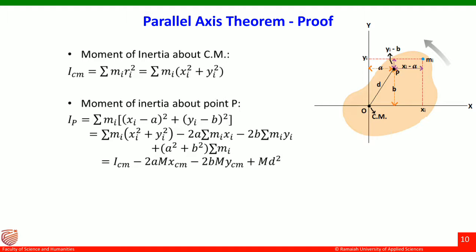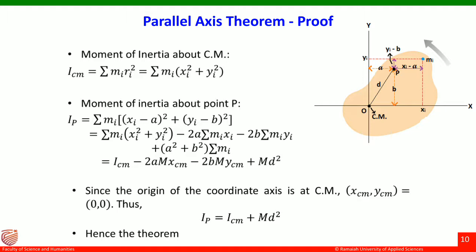Now, let us assume what xcm is. Since the origin of the entire coordinate system we have considered is passing through the center of mass, therefore x center of mass comma y center of mass is equivalent to the origin coordinates 0, 0. Therefore I can substitute 0 in case of xcm as well as ycm.